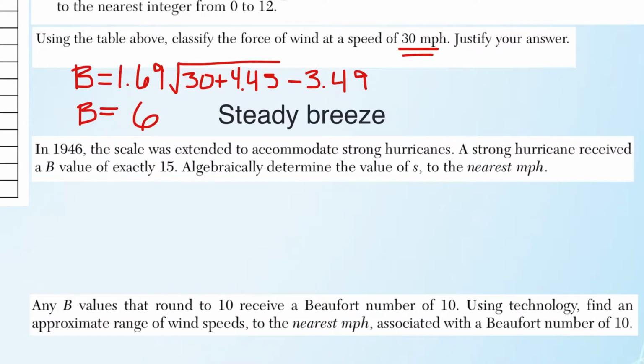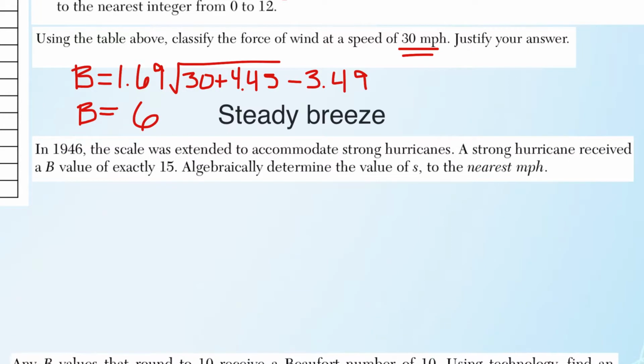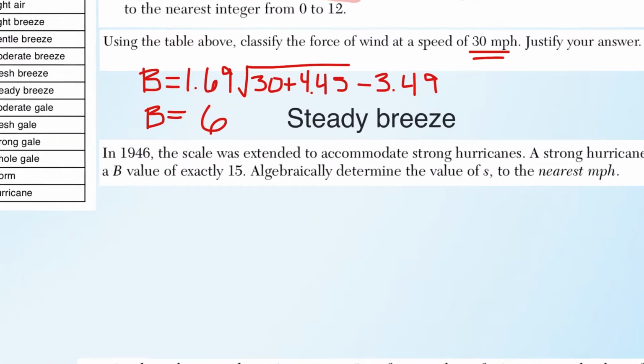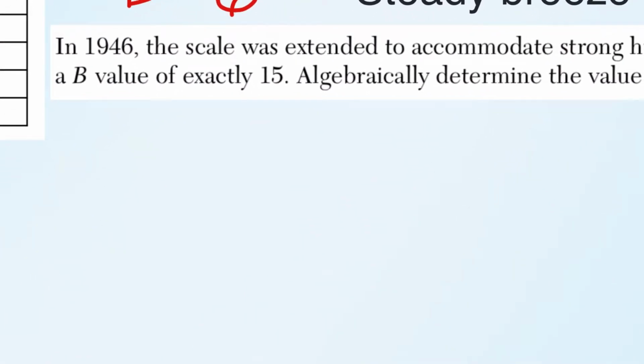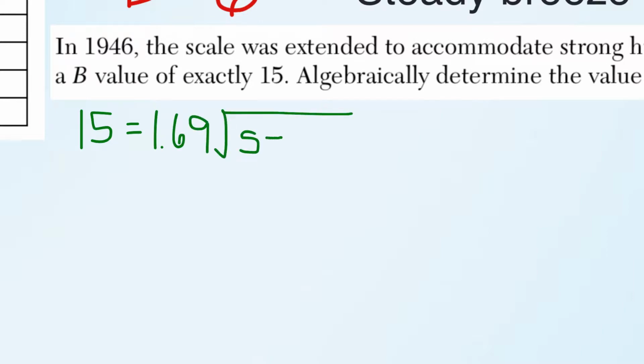It says that in 1946, the scale was extended to accommodate strong hurricanes, and that has a B value of exactly 15. What we need to do is determine the value of S. So we're going to be using that B equation again, and we're going to replace B with 15 and then try to solve for S. So let's work this out. It's going to be 15 is equal to 1.69 multiplied by the square root of S plus 4.45 minus 3.49.